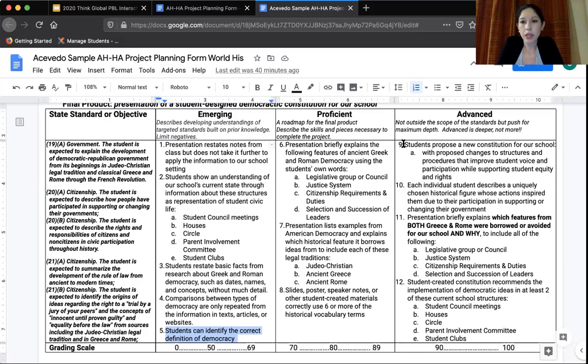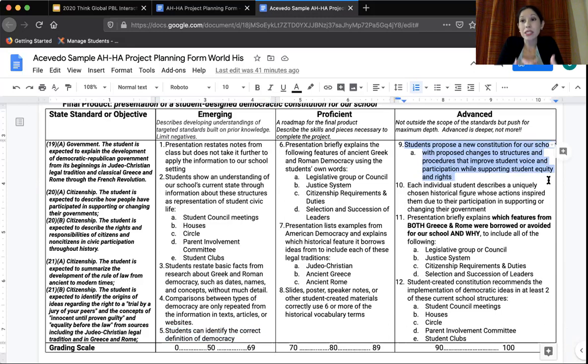And so let's look at number 9. Students propose a new constitution for our school with proposed changes to structures and procedures that improve student voice and participation while supporting student equity and rights. There's a lot in that descriptor.